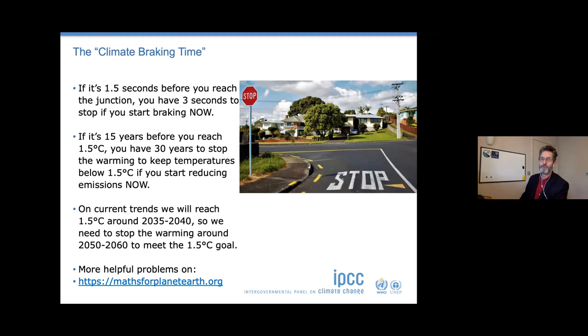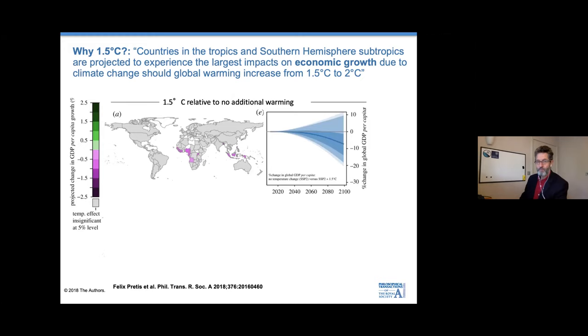So one question which is often asked is, why 1.5 degrees? Why are we aiming for 1.5 degrees, given it's going to clearly take quite a major effort to achieve it? And one of the key reasons that I focus on is the inequities of climate change, the inequalities that are exacerbated by climate change, particularly at these relatively low levels of warming.